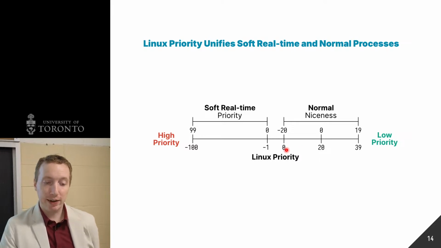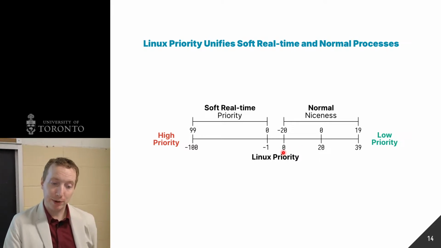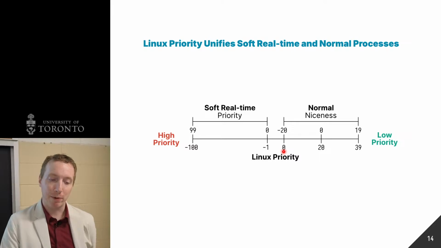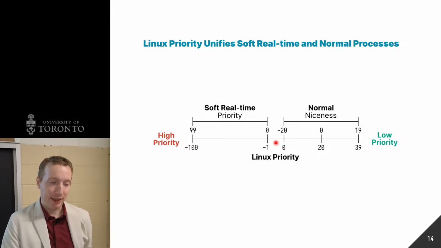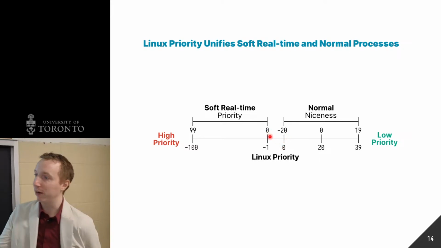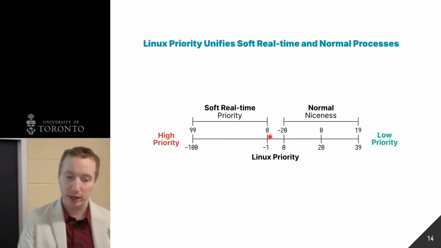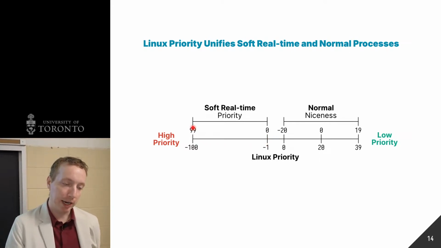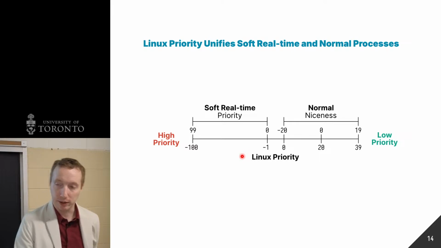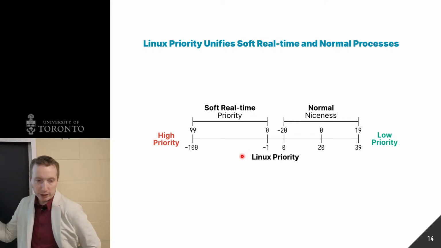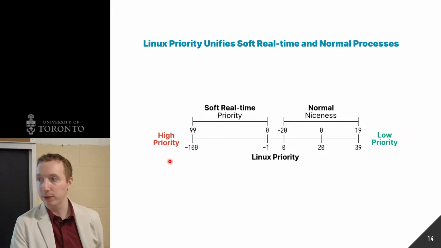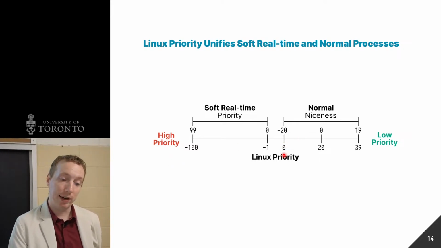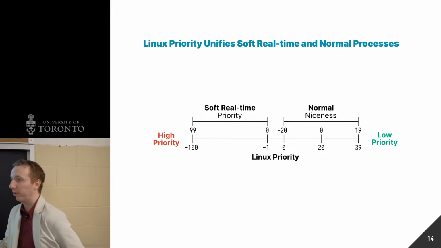So in this case, with the Linux priority, the normal processes are mapped from 0 to 39. You just take the niceness and add 20 to it, basically. And then the soft real-time priority just gets inverted. So 0 gets mapped to -1, and 99 gets mapped to -100. Another way you can look at this is if it has a Linux priority of negative, it is a soft real-time process. And if it is 0 or above, it's a normal process that has niceness.